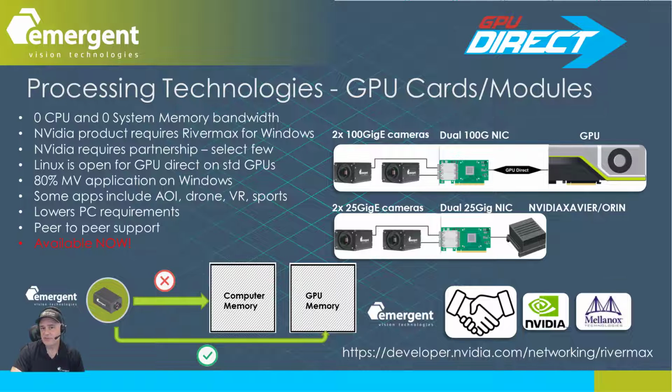Emergent has been supporting GPU Direct with NVIDIA GPUs on Windows and Linux for over 4 years in a variety of applications. NVIDIA RTX A6000, 5000, 4000, Orin, Xavier are used in many applications using Emergent cameras. Unfortunately for RDMA users, NVIDIA and Mellanox only allow GPU Direct on Windows to select partners such as Emergent, and this OS is where 80% of machine vision applications continue to be deployed. Linux, however, does remain an open option for RDMA with GPU Direct for all.